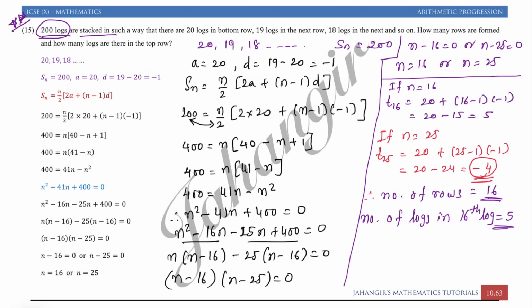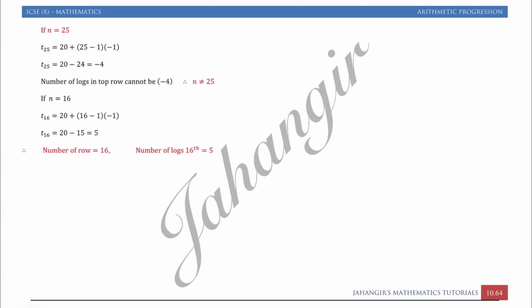We don't know how many logs are in the first top row and how many rows we can form using 200 logs. So we can find the number of rows using the Sn formula. Once you get the n value, we can check the number of logs in the top row. If the number of logs is positive, that is taken as the final answer. You can write the final answer like this.